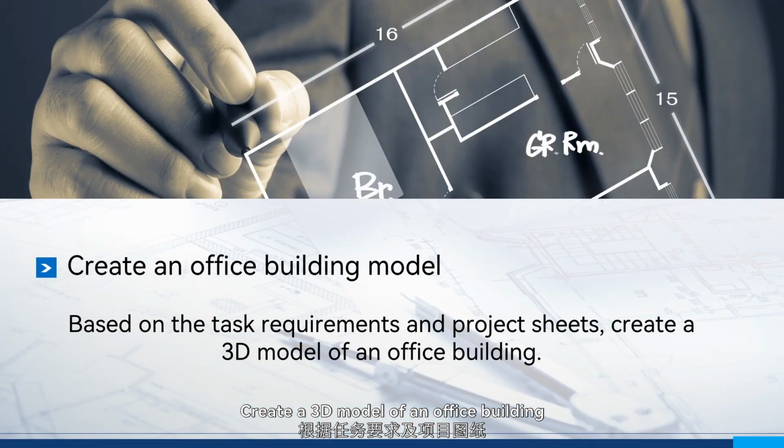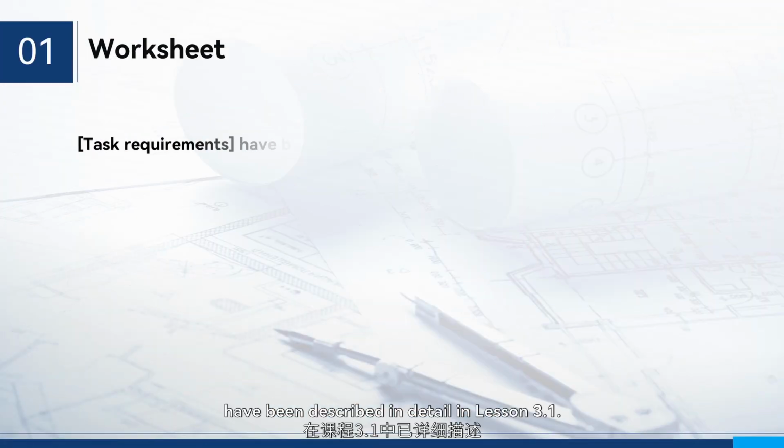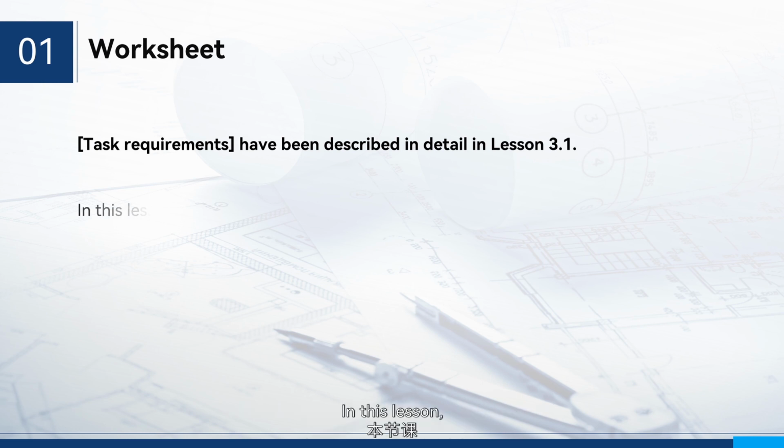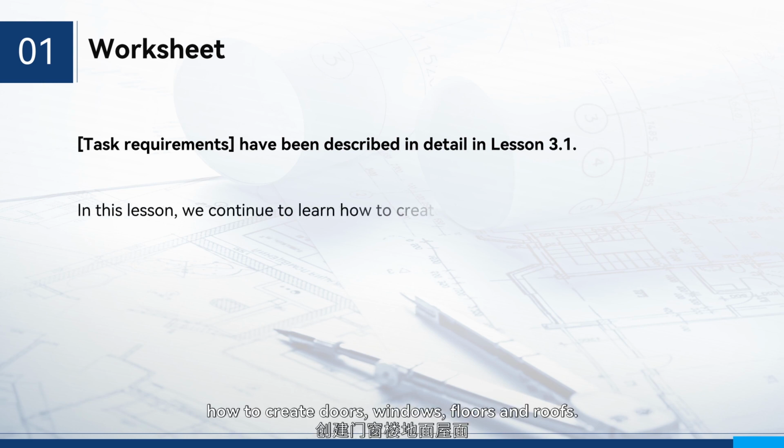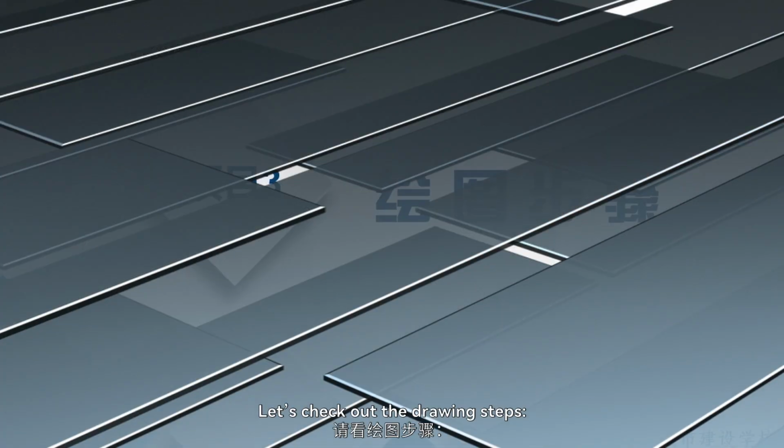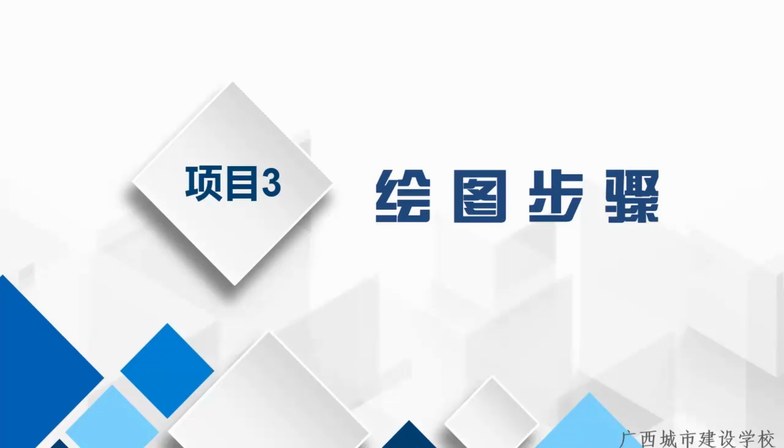Create a 3D model of an office building based on the task requirements and project sheets. The task requirements have been described in detail in Lesson 3.1. In this lesson, we continue to learn how to create doors, windows, floors, and roofs. Let's check out the drawing steps.